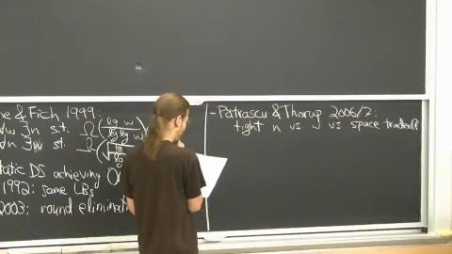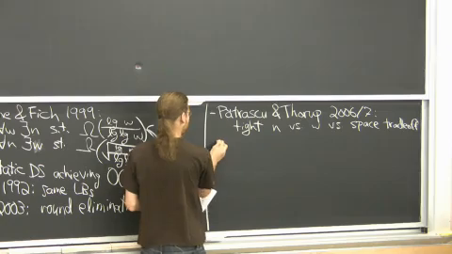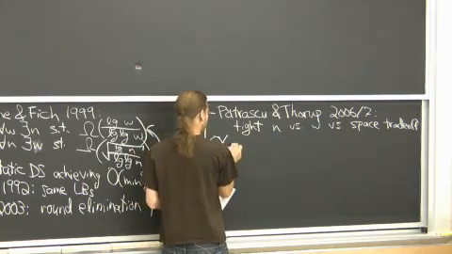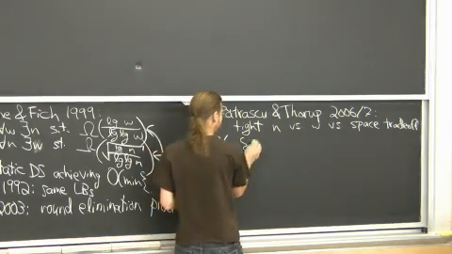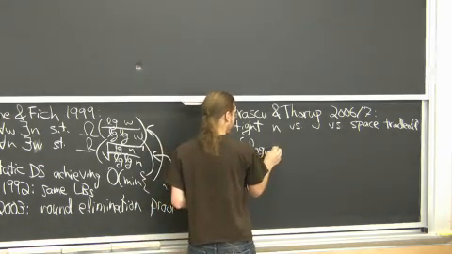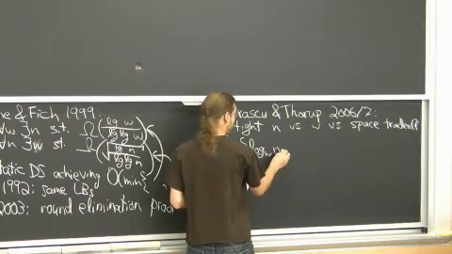I think I can fit it on this board. Let's try. So it's the min of 4 terms. The first term is nice, log base W of n. That's our good friend fusion trees.